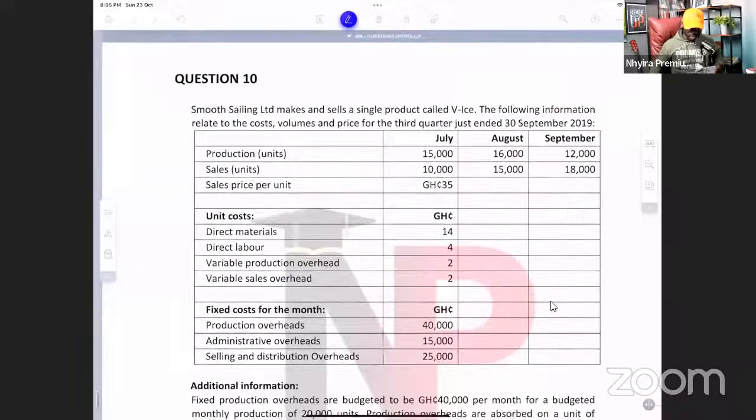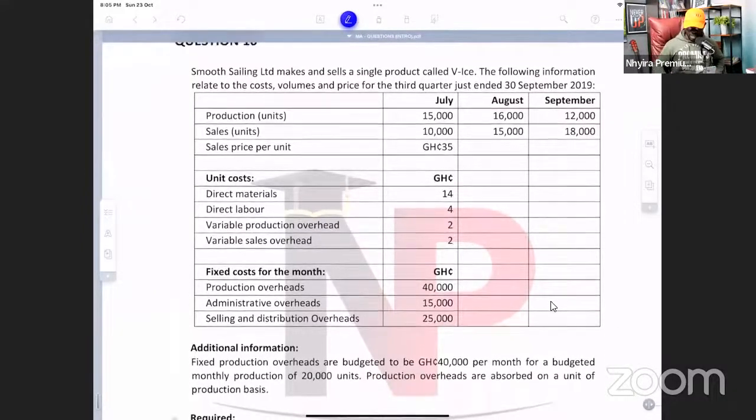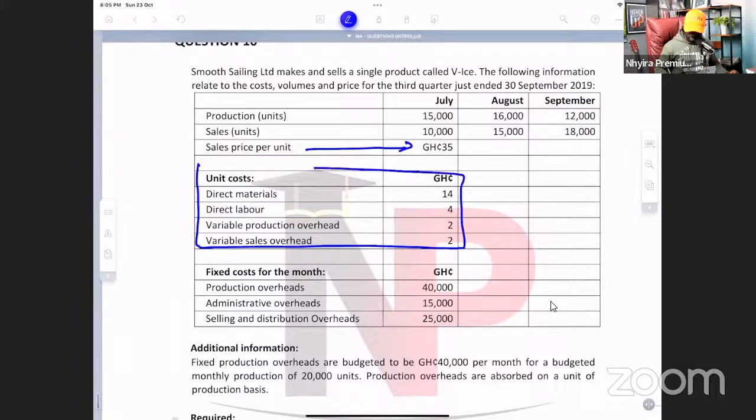So let's go back up. Smooth Sailing makes and sells a single product called VIs. The following information relates to the costs, volumes, and selling price for the third quarter just ended, 30th September 2019. So we've seen the production, we've seen the sales coming in for the period under review, and we've seen the selling price per unit. We'll come to that later. But the unit cost, this is what we are excited about.